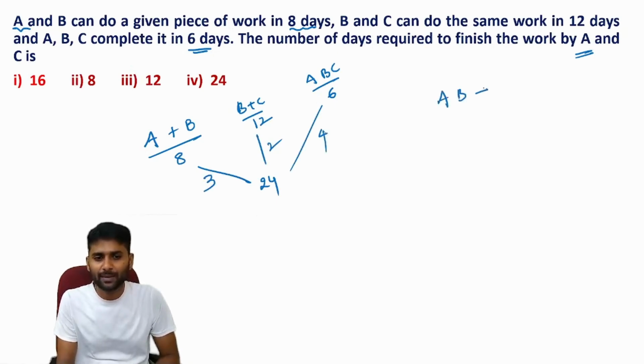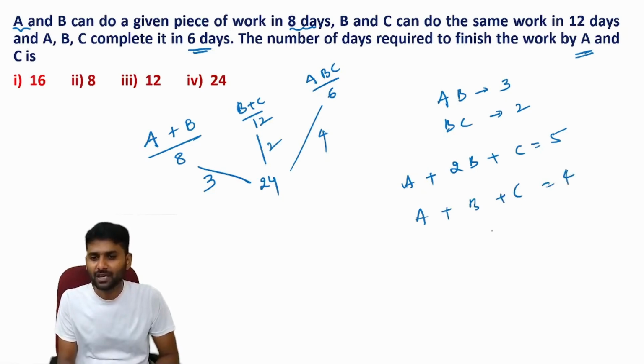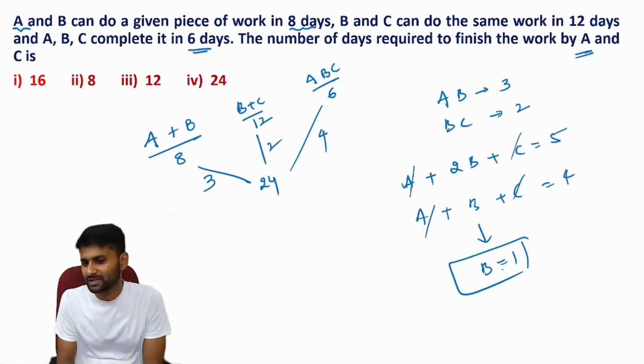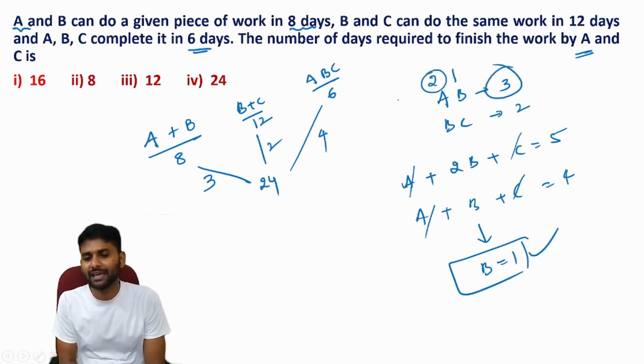Let's go through that. AB is exactly 3 units. BC is exactly 2 units. A plus 2B plus C is equal to 5 units. Now A plus B plus C is equal to 4 units. If you observe here, 2B minus B is equal to B. B efficiency is 1 unit. Out of 3 units, if B is 1 unit, definitely A is 2 units.